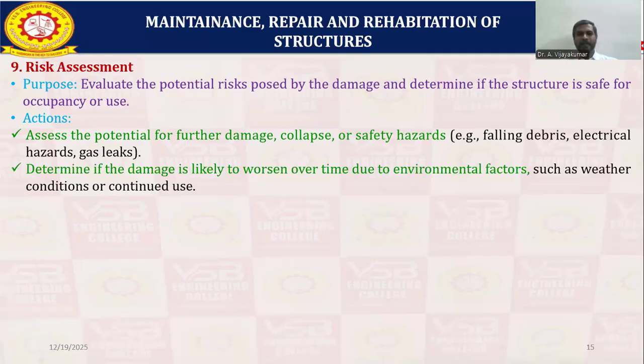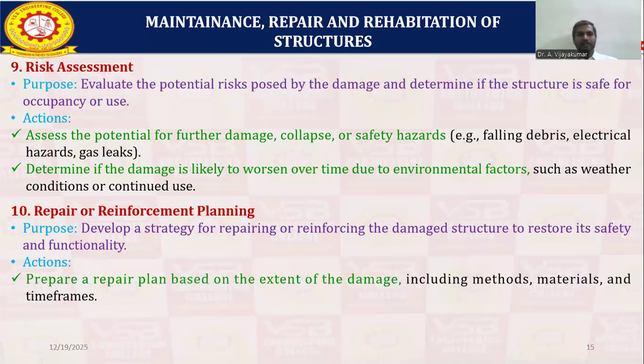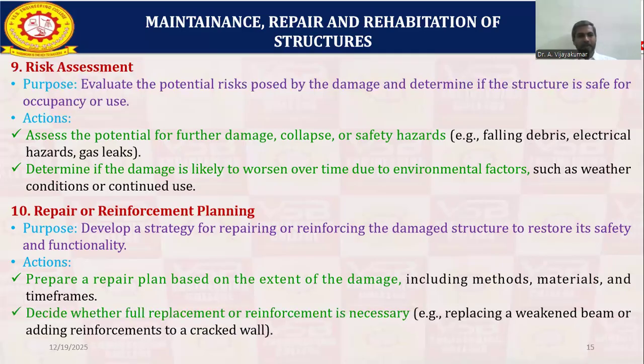So determine if the damage is likely to worsen over time due to environmental factors, that is the weather conditions or continuous use. Next, repair and reinforcement planning. Develop a strategy for repairing or reinforcing the damaged structure to restore safety and functionality. Prepare a plan based on the extent of the damage, including the methods, materials, and time frames we need to use. Decide whether full replacement or reinforcement is necessary or partial will be sufficient. We need to look at that properly.